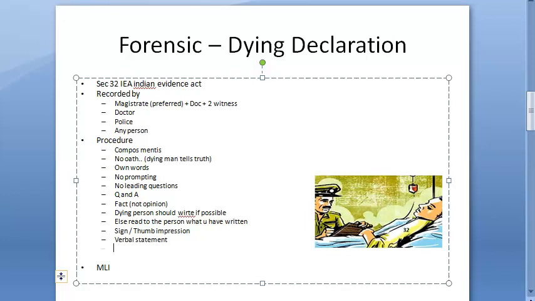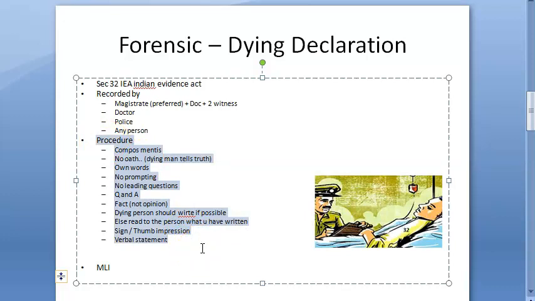If the doctor has recorded the declaration, then it should be sent to the magistrate in a sealed cover. The person recording the declaration will have to give evidence in court to prove it. So, if you have taken it, then you have to go to court and prove it. Then what else? Still so many points are there in procedure.